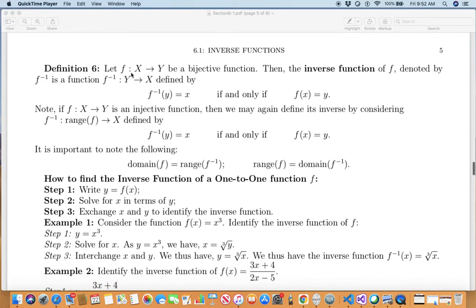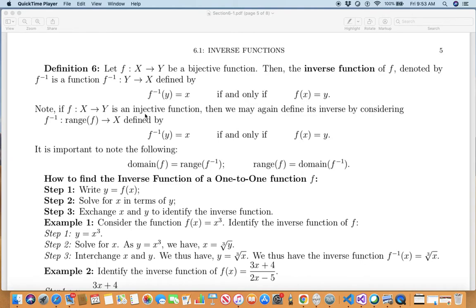Now let's start with the definition of an inverse function. Let f from X to Y be a bijective function. You want a bijective function. Then the inverse function of f is denoted by f to the power -1. You read it as f inverse. It is a function from Y to X. f inverse of y is x if and only if f of x is y.